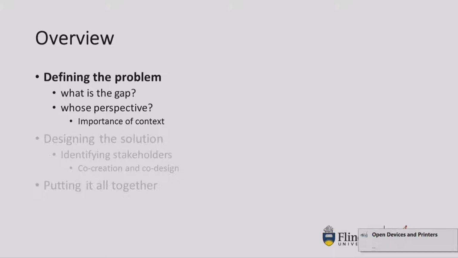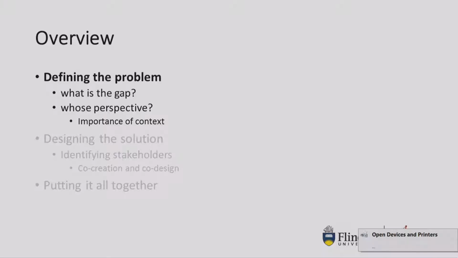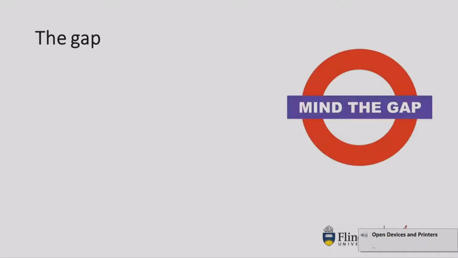So let's start with defining the problem. I'm a fan of looking at the problem from the perspective of what is the gap that you're trying to address, that is the gap between what currently happens versus what you want to see happen. And also, in thinking about the gap, what perspective you take in assessing the gap, and that relates to the importance of context. So let's start with the gap.